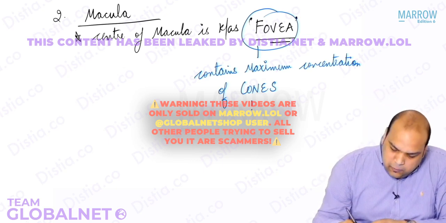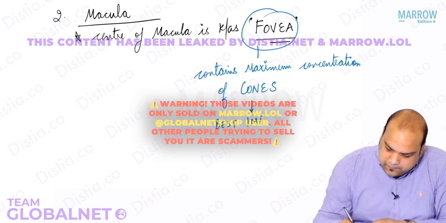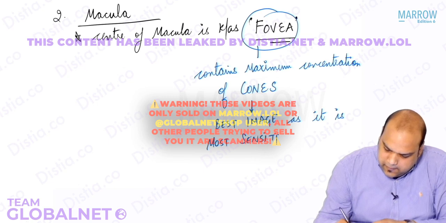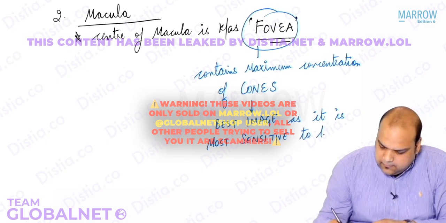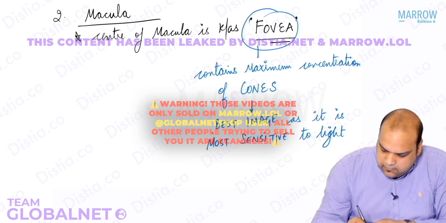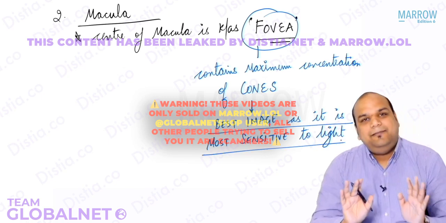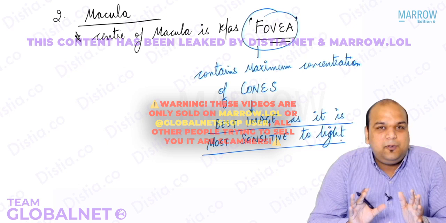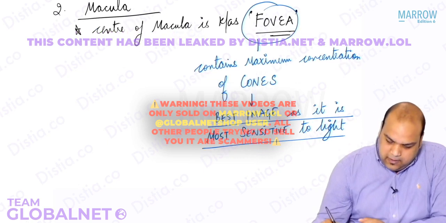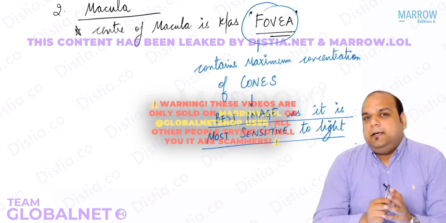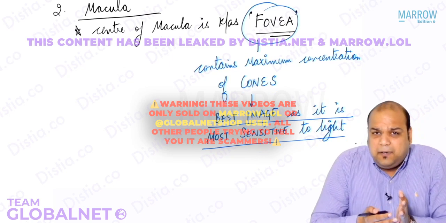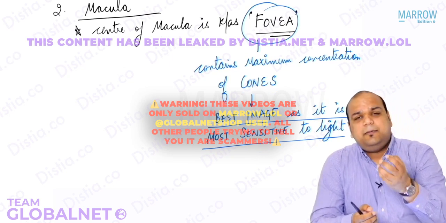Okay. So I will say loosely that this gives you the best image as it is most sensitive to light. Am I clear, everybody? With the understanding of the mobile screen, I hope you will be able to remember it. Okay. Now, why does it become important to see this part? It becomes important because, if you understand, this is giving us the best image.